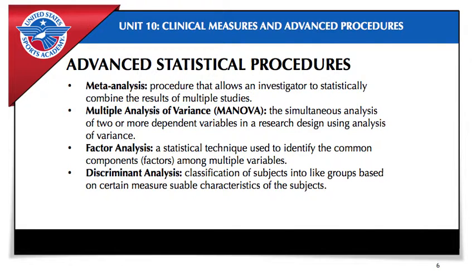Advanced statistical procedures. Here are some of the advanced statistical procedures covered in this unit. Meta-analysis, a procedure that allows an investigator to statistically combine the results of multiple studies. Multiple analysis of variance, MANOVA, the simultaneous analysis of two or more dependent variables in a research design using analysis of variance. Factor analysis, a statistical technique used to identify the common components, or factors, among multiple variables. Discriminant analysis, classification of subjects into like groups based on certain measurable characteristics of the subjects.